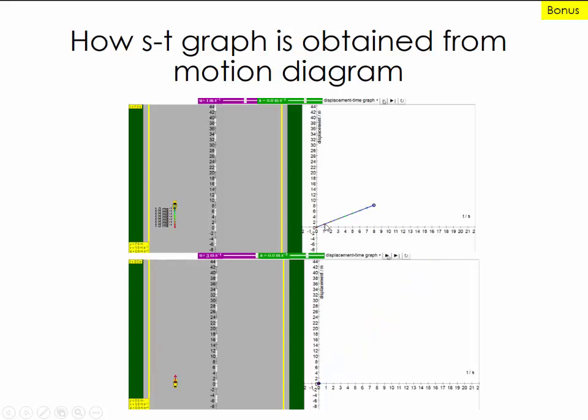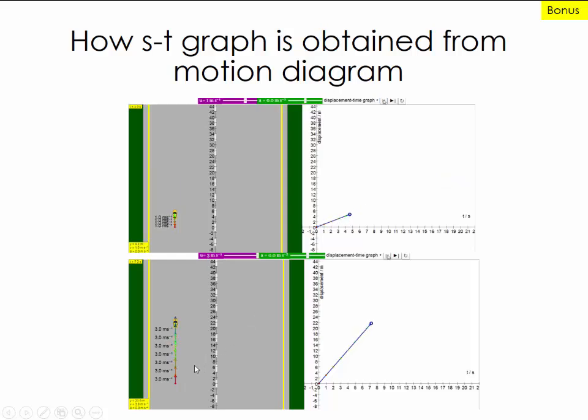Therefore, if you mark it, at first it is traveling 1 meter per second, right? So at displacement 1 meter at 1 second, then at 2 meters, 3 meters, 4 meters, and so on and so forth. If you join all the points, you get a straight line. So this is a displacement time graph, right? It shows you the position of the car at different times.